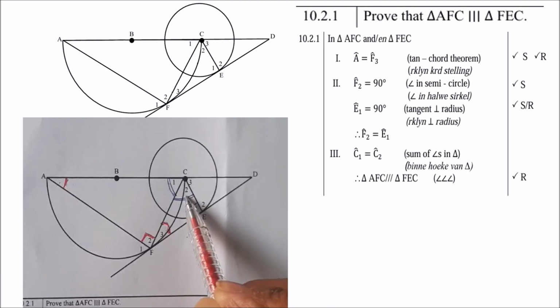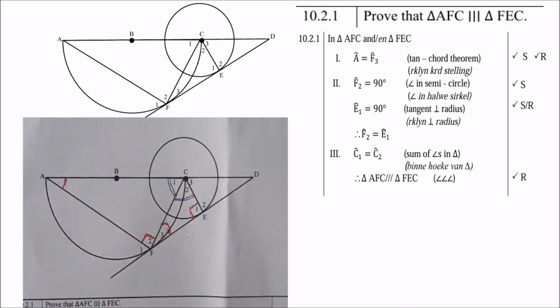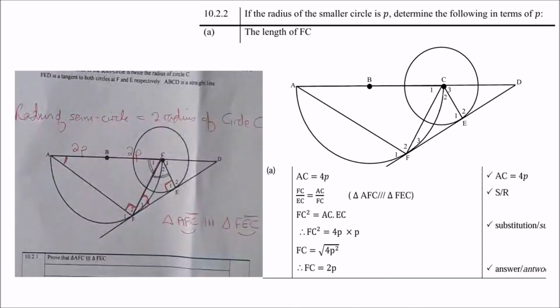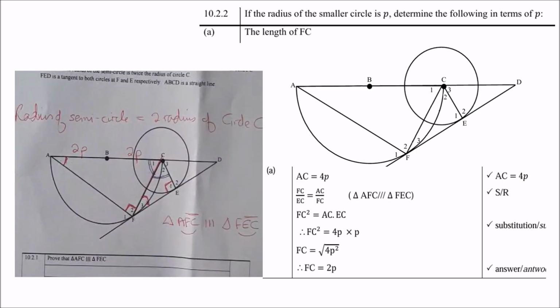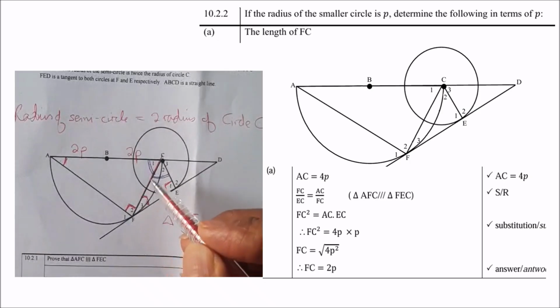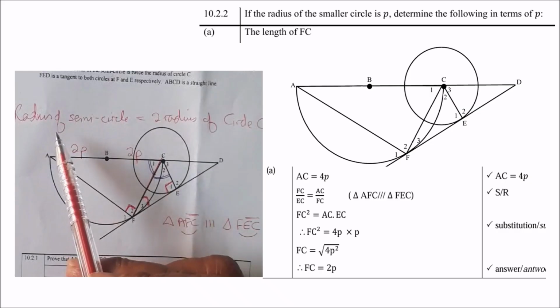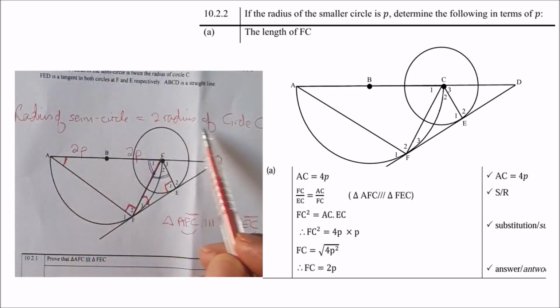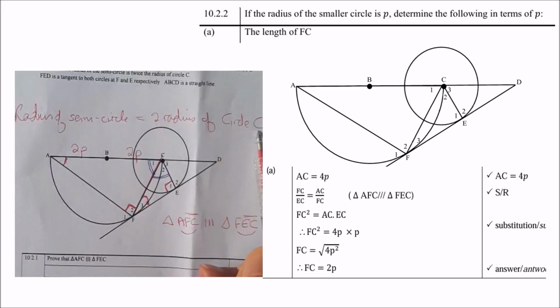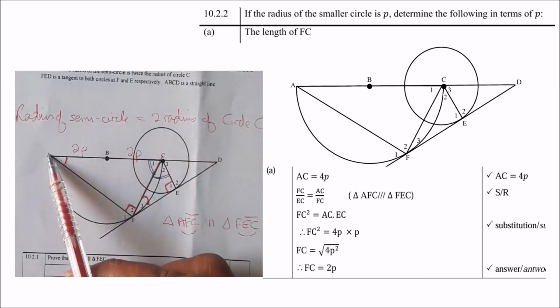Question 10.2.2. Now, if the radius of the smaller circle is P, determine the following in terms of P. The length of FC. Now, you can see there is FC. You must find the length of FC in terms of P. Remember, given was that the radius of the semicircle is 2 times the radius of circle C. So therefore, if the radius of the smaller circle is P, then AC will be 4P. That is 2P plus 2P. So there you are. That is what we have here.